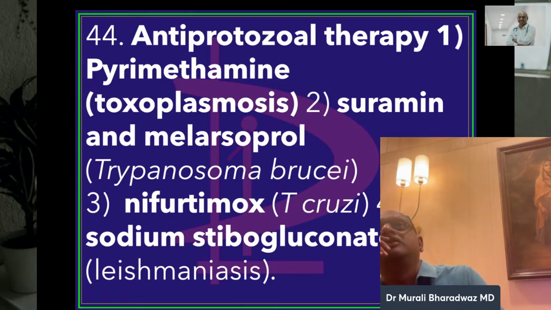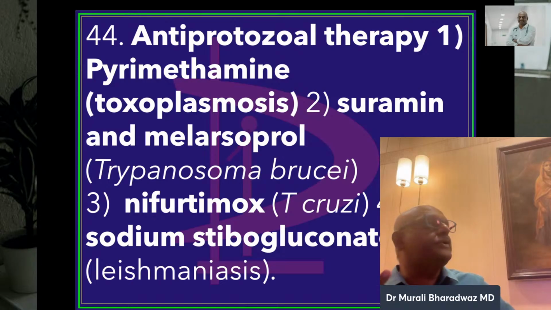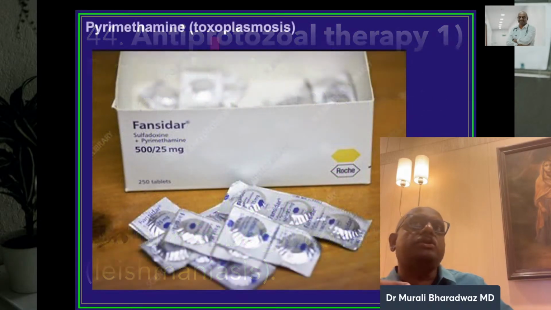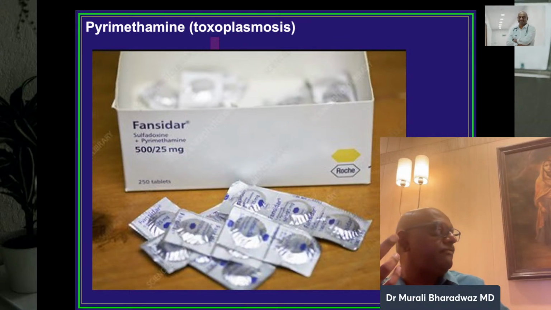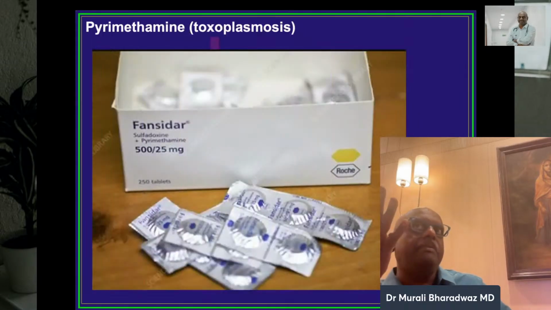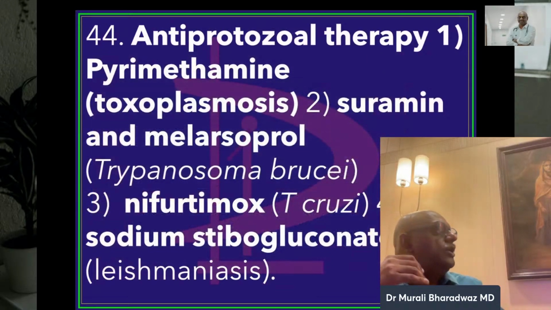Amazing. So, anti-protozoal. Pyrimethamine is used against toxoplasmosis. Suramin, melarsoprol is used on Trypanosoma brucei. Nifurtimox is used against Trypanosoma cruzi. Sodium stibogluconate is used in leishmaniasis. So this is called sulfadoxine-pyrimethamine, Fansidar. This is one of the very, very important antimalarial combinations. And that pyrimethamine is also used for toxoplasma.